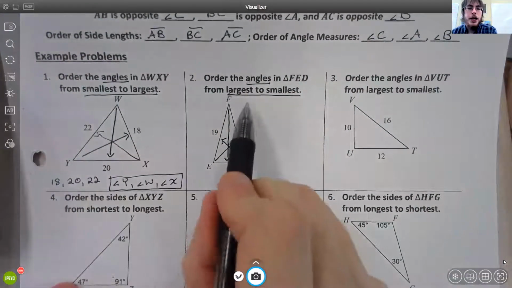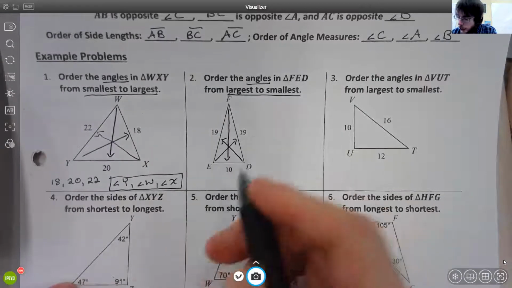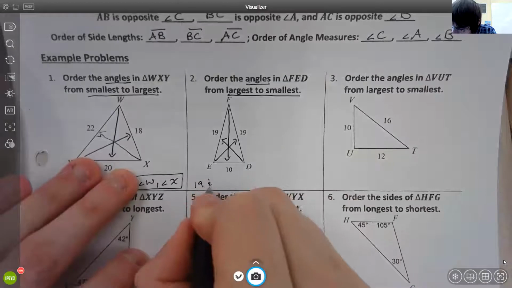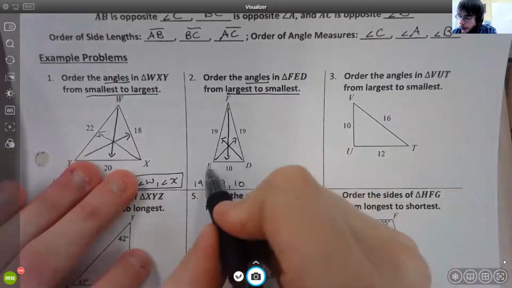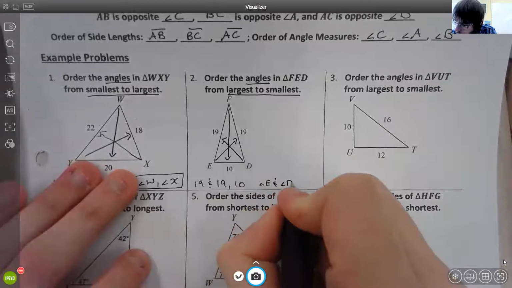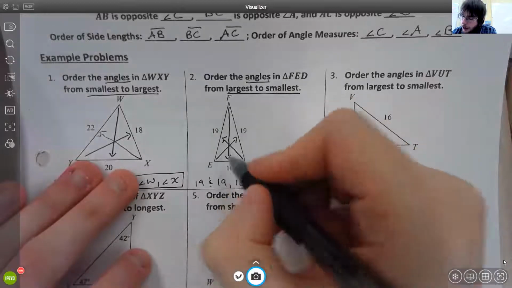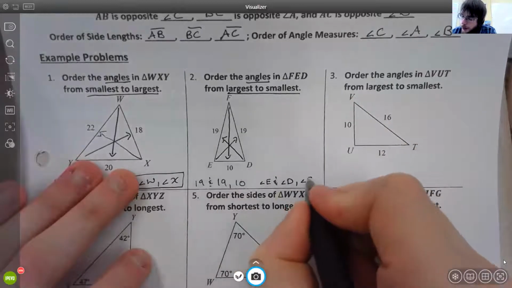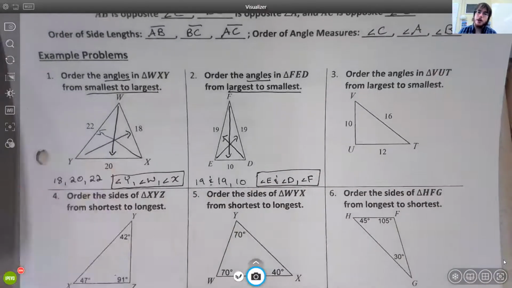So the largest sides are opposite the largest angles. Well, 19 is our largest side, and then 10 is our smallest, okay? So the two angles that are opposite from the 19s are angle E and angle D. They go together, they're equal. And then angle F is opposite of 10. So that would be our order from largest to smallest.